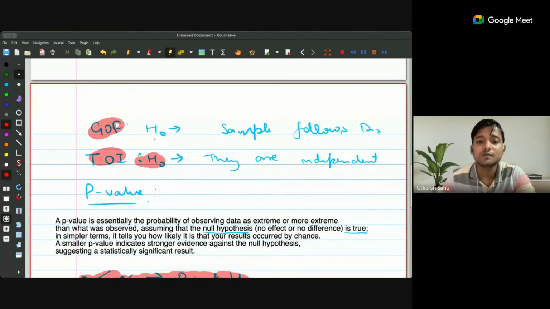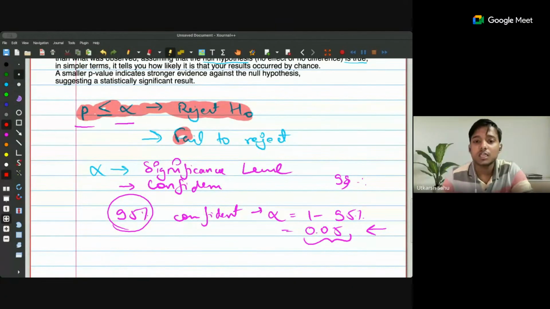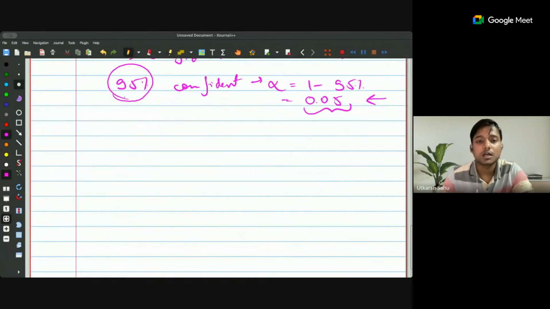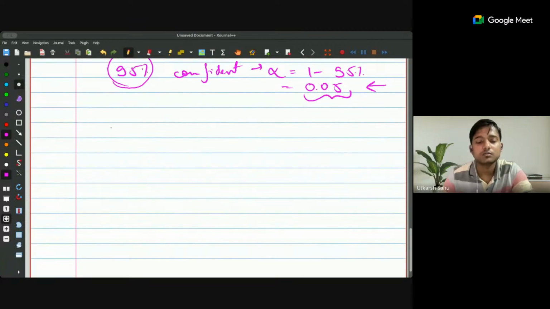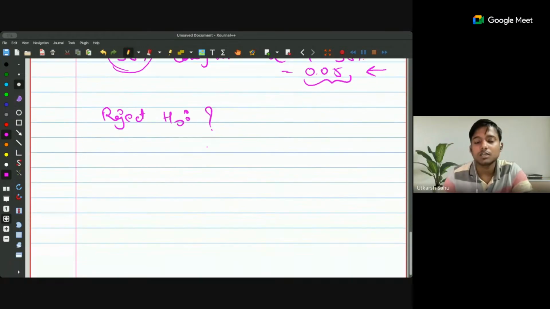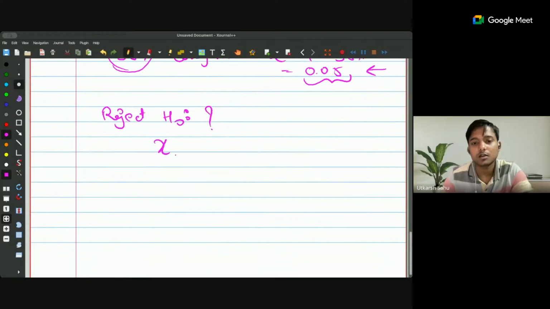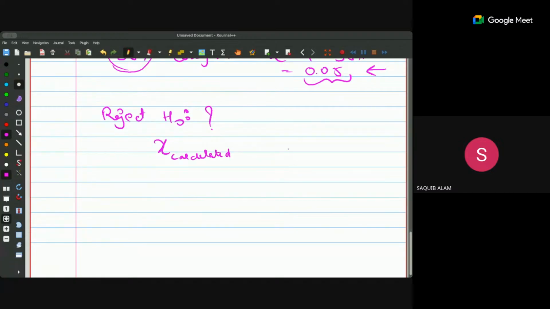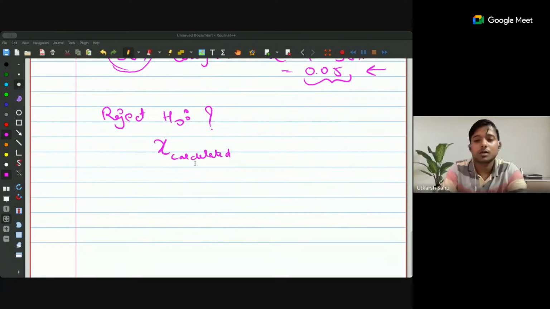What are null hypotheses? When do you reject or fail to reject the null hypothesis? Come on, I asked one thing, right? What is another way to reject the null? Anyone? Test statistic, chi-square calculated. When chi-square calculated is greater than chi-square tabulated.